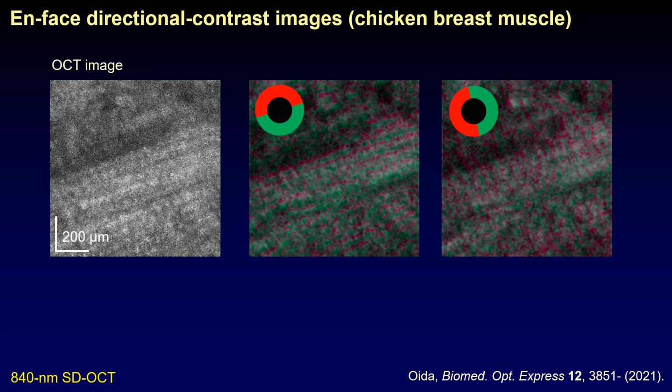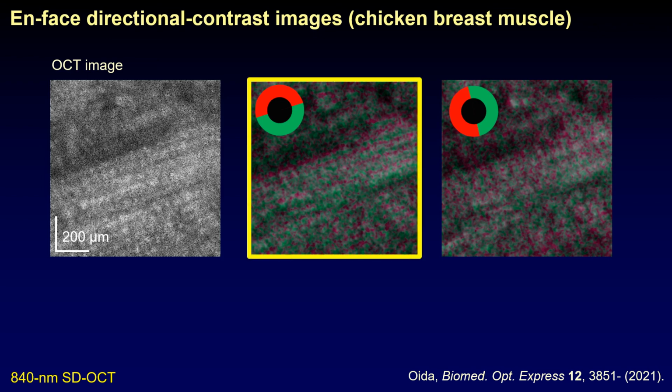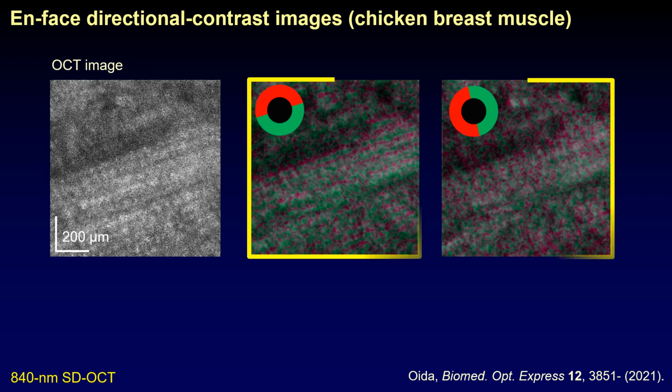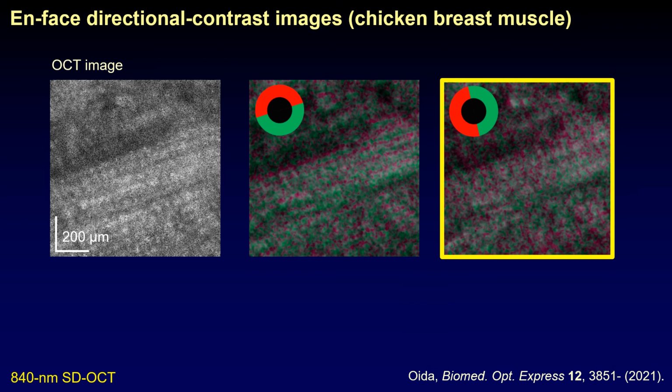Here is an example of a chicken breast muscle. This image is a combination of two directional images as indicated in the inset. With this direction set, we see a clear stripe pattern along the muscle fiber. The second image is also a combination of two directional images, but the direction is perpendicular to the muscle fiber structure. This configuration reveals the crimped structure of the muscle.